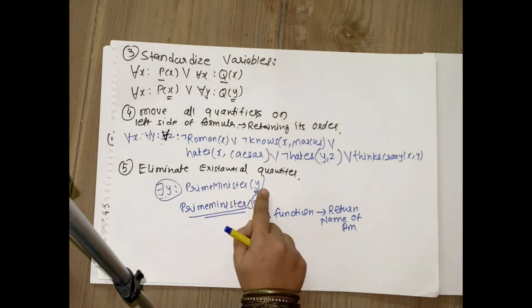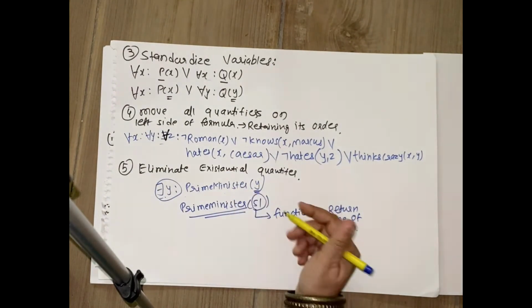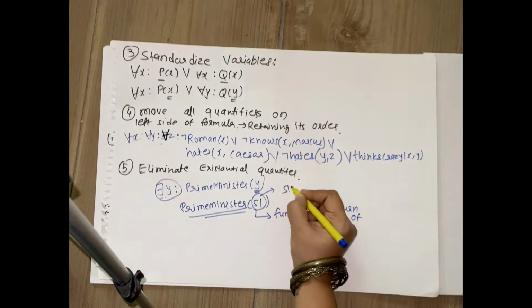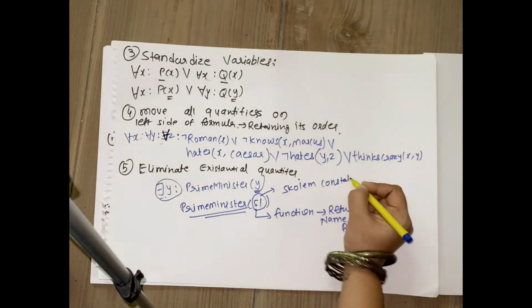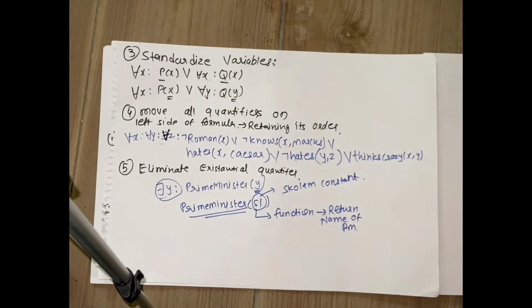Here, as your Y is not dependent on anything else, this is called Skolem constant. This is called Skolem constant because the value of S1 is not dependent on anyone, it is a specific value.